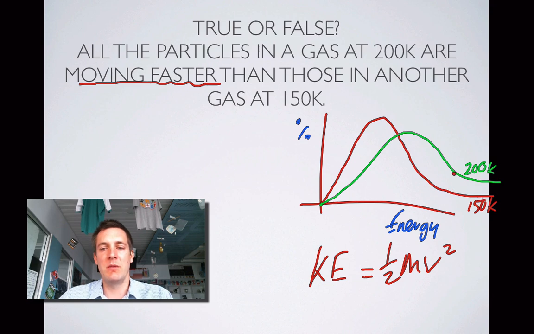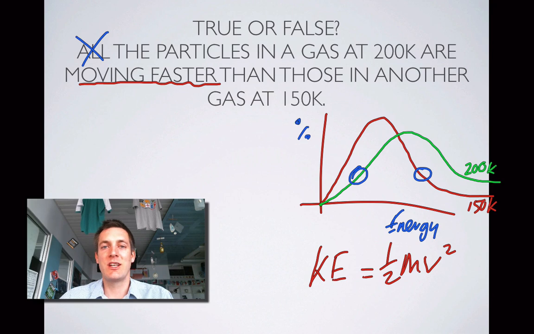But if I highlight maybe this part of the graph at the higher temperature and this part of the graph at the lower temperature, you can see that there are particles in the lower temperature that have higher energy than particles in the higher temperature. So this word is not true. It makes the statement false. On average, the particles in a gas at 200 Kelvin do have higher energy, but not all of them do. And now moving on to this bit, moving faster.